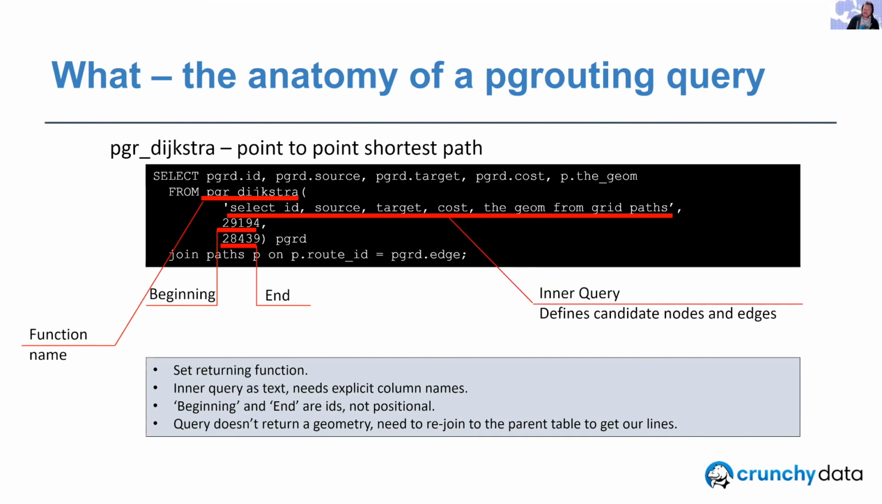Actually, I don't remember if it is looking for the geom. I don't believe it is. That's probably wrong. But the ID, source, target, and cost have to be explicitly named that way. So generally, what ends up happening is you end up renaming your query columns to fit that field. The beginning and the end are node numbers. It's taking in the node IDs that are the source and target that are inside of that inner query, and that's what it's using as its route.